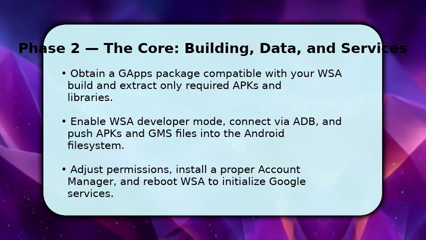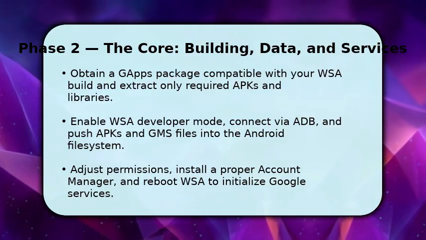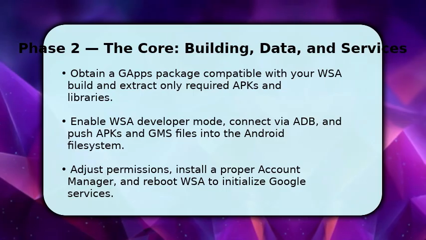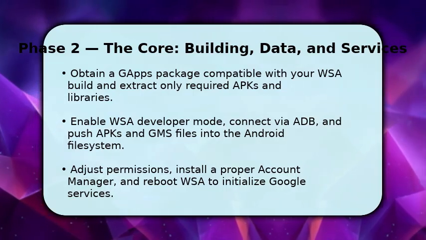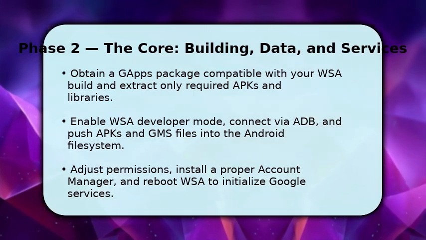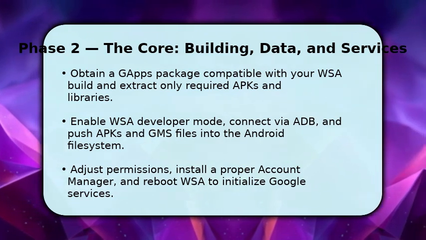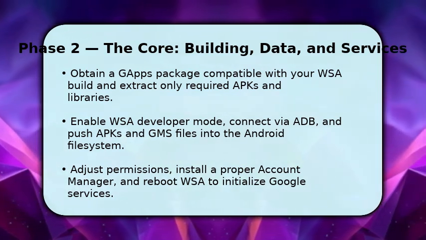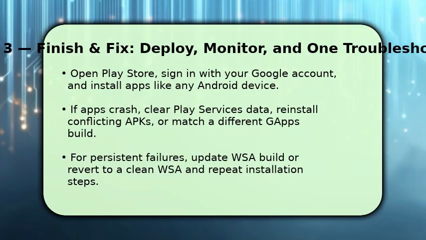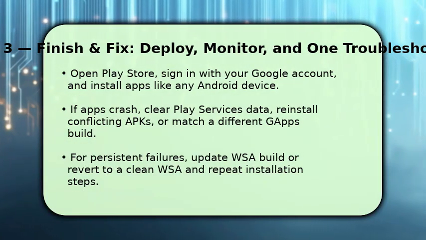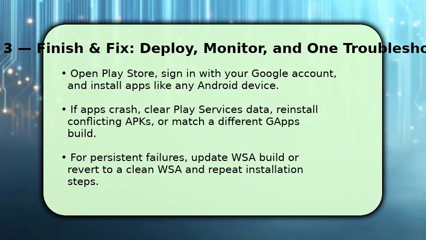Push the APKs and native libraries into the appropriate system paths. After installing the account and services APKs, change permissions so the system accepts them, then restart WSA to let Google services register and initialize. You're near the finish. Open Google Play Store inside WSA, sign in, and install apps as usual.